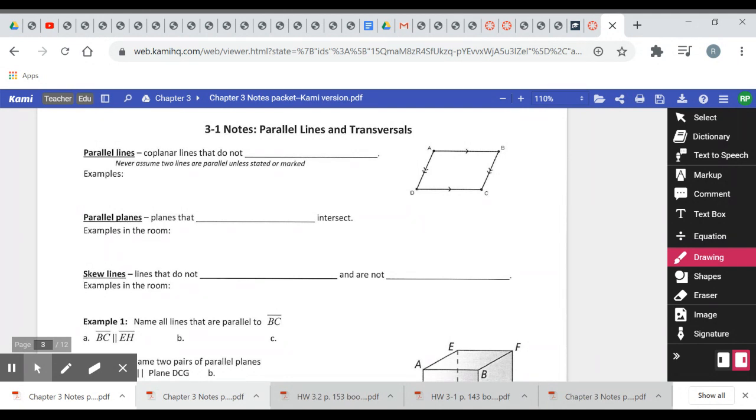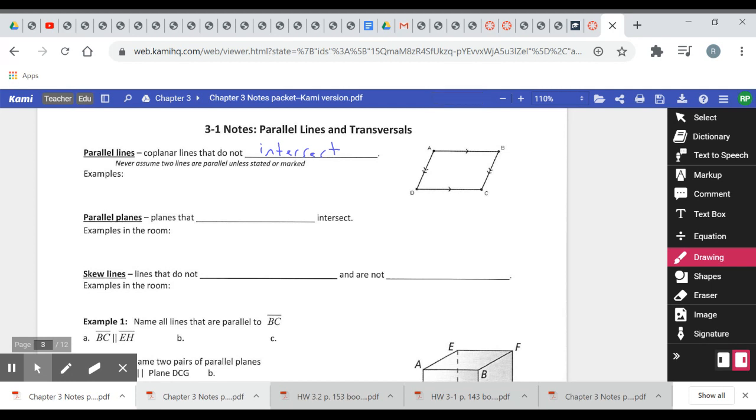So parallel lines are coplanar lines that do not intersect. And I know that you've worked with parallel lines before. If you were in class, I would just show you: if I have my arms out straight in front of me, that would be an example of parallel lines. They're facing the same direction and they are never going to intersect each other, even if you extend them out forever and ever, and they are in the same plane.